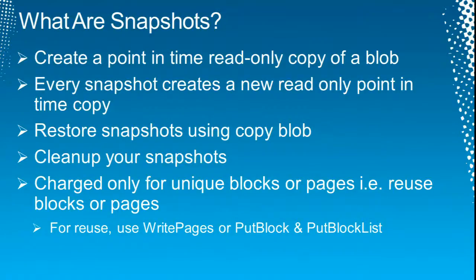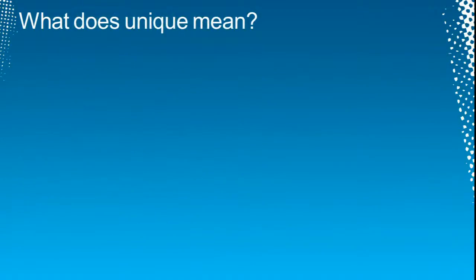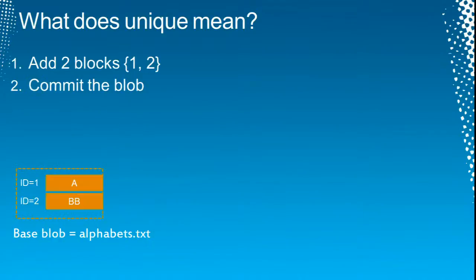One of the pitfalls to remember out here is when you're using the storage client library, you need to use the APIs write pages and put block list. You need to use those APIs to update a blob. And I'll go over why exactly we need to do that. So what does unique mean? I said you're charged only for unique blocks and pages.